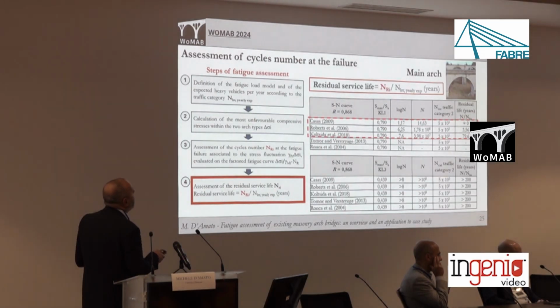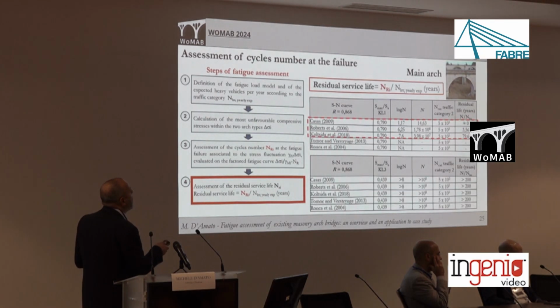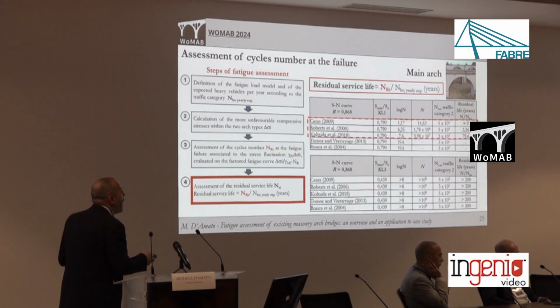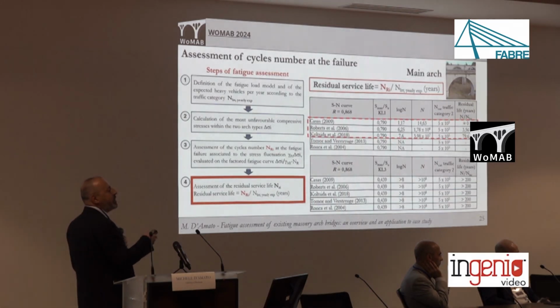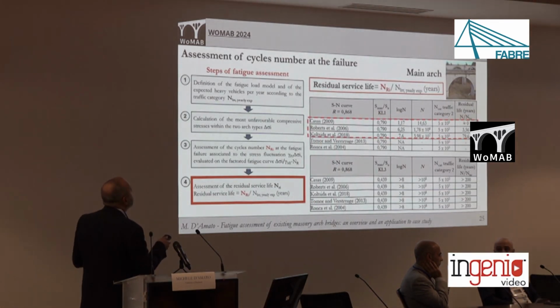Here we can recognize that there is a significant scatter between the results found in terms of residual service life. The residual service life may result about 0 here, about 3 here, or about 80 here. It seems reasonable because the stress life curves are significantly different from each other. Instead, for Tomorrow-Stringe, in this case for the main arch, no solution was found.